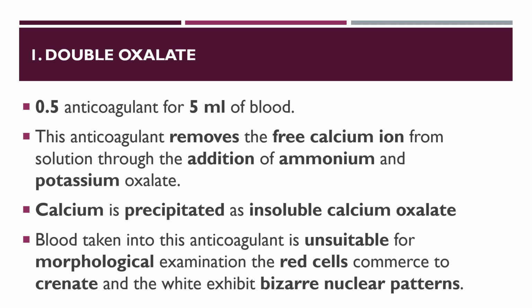So double oxalate anticoagulant is a mixture of ammonium and potassium oxalate, which is primarily used in hematology for collecting blood samples for specific laboratory tests. The amount taken is, let me show it with the laser, 0.5 ml anticoagulant for 5 ml blood. This anticoagulant removes the free calcium ions from the solution through the addition of ammonium and potassium oxalate, which is why it is called double oxalate.